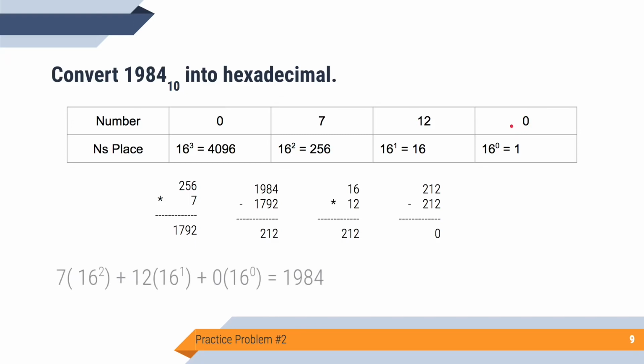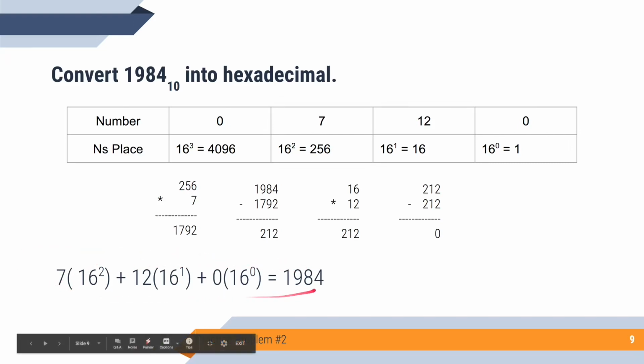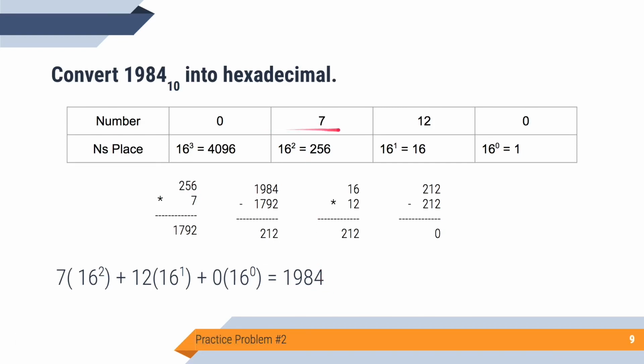Another way of rewriting this would be in its constant form. So 7 times 16 squared, plus 12 times 16, plus 0, since we don't have any remaining, times 16 to the power of 0, is equal to 1984. These represent our base 16 to the power of 0, 1, and 2, and these are our constants. This is what we multiply each power of 16 by, and then add them all together to get our decimal number. So we can rewrite that as 0, 7, 12, 0.